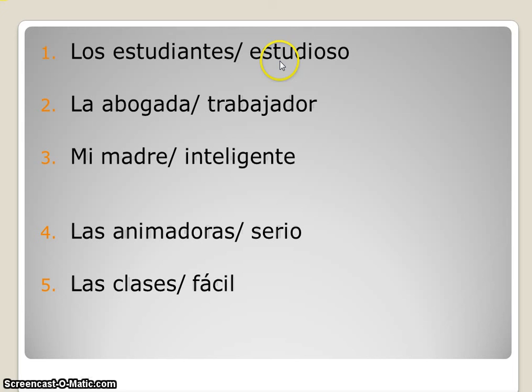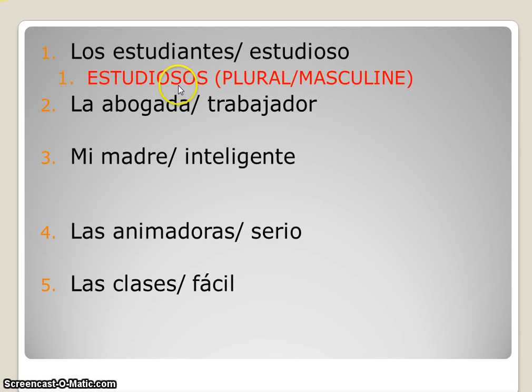So, los estudiantes estudiosos. This is plural. I've got S's. So I need an S. And this is masculine. How do I know it's masculine? Look at my los. Los will automatically tell me, your article should tell you whether your noun is masculine or feminine.